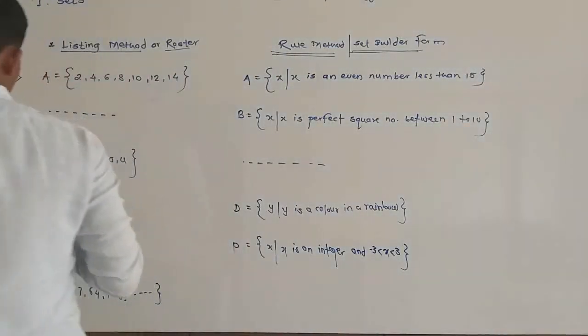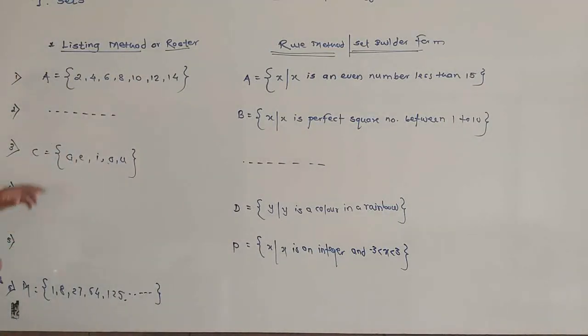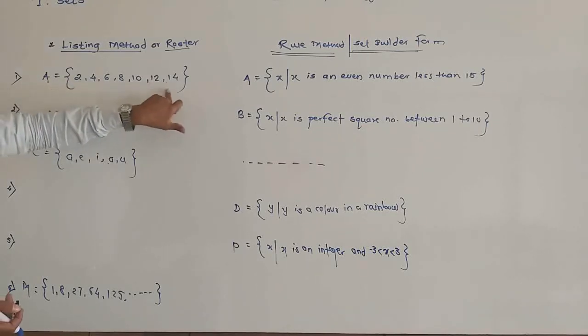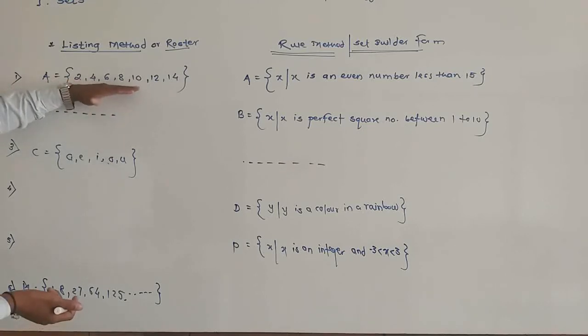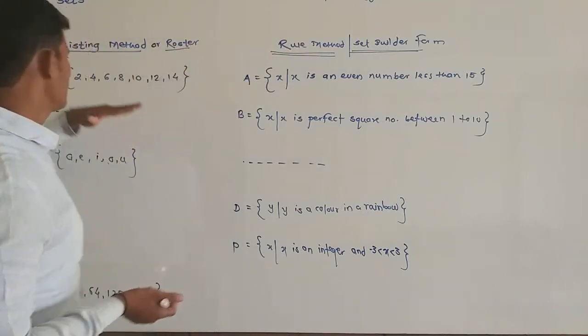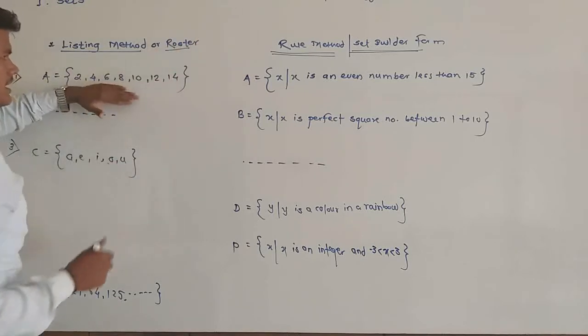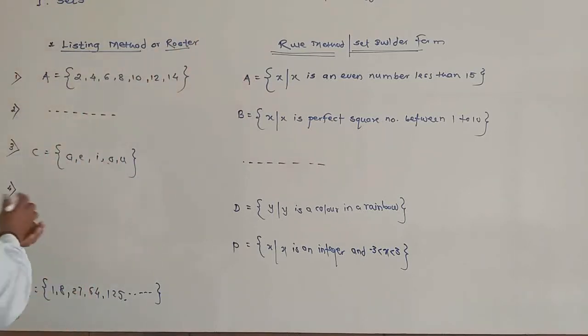For example, they are giving a first example as set A is a set of all even numbers less than 15. So हा सेट कोणत्या फॉर्म मध्ये? Here we are writing a list of elements. That means हे listing method's example आहे. Now we have to write this set by using a rule method. So how to write this set by using a rule method? त्यासाठी आपल्याला त्यांनी डेमो दिलेला आहे.